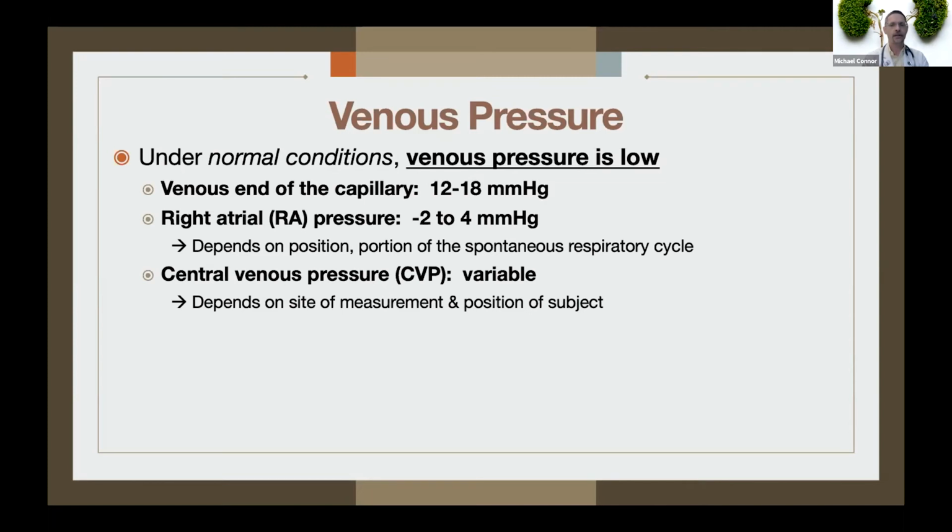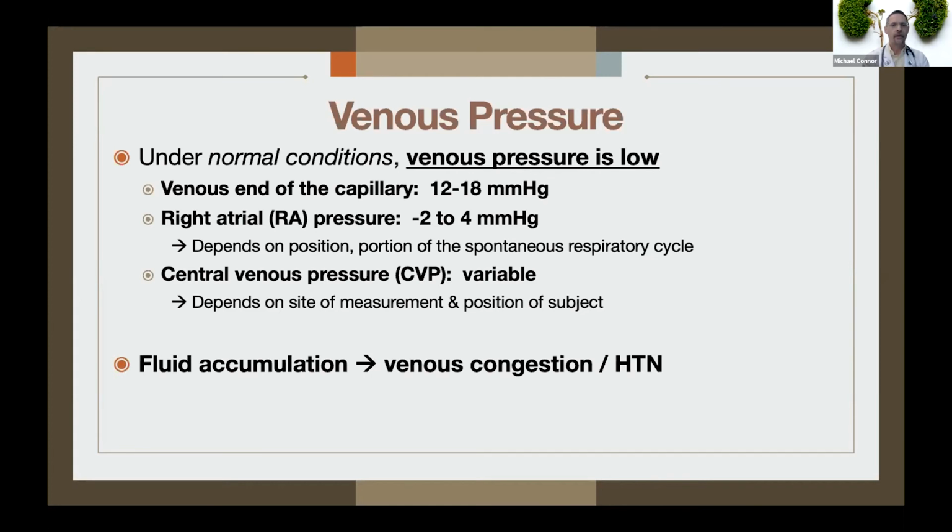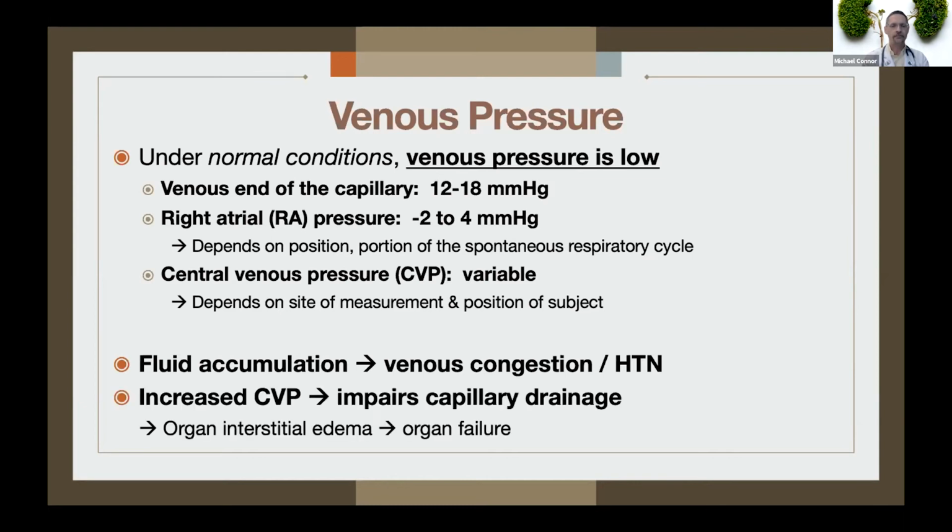And central venous pressure is quite variable. Again, depends on the site of measurement and the position of the subject. So for example, if you are standing up and you measure the IJ SVC CVP, it's going to be in the -2 to 0 range or +2. If you measure the IVC pressure or the femoral venous pressure when you're standing up, then you have a whole column of blood that has weight to it that gravity is pulling down, and so the pressure will be higher in that circumstance.